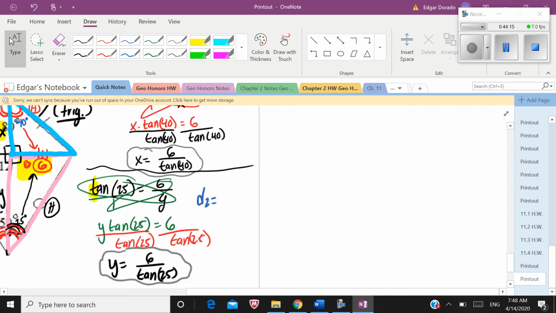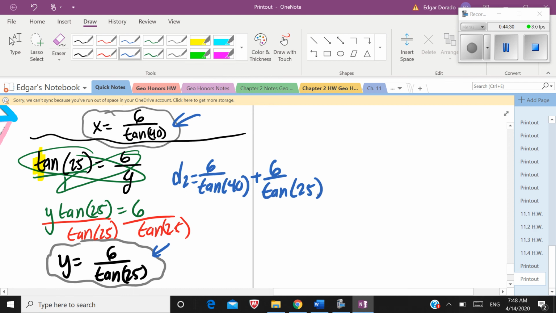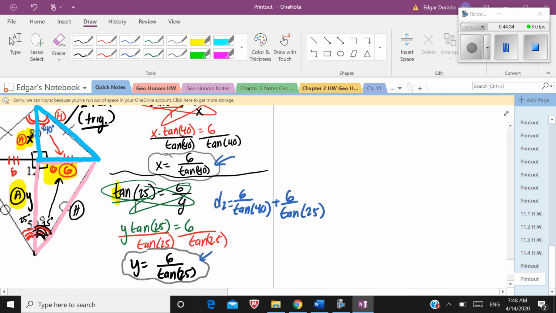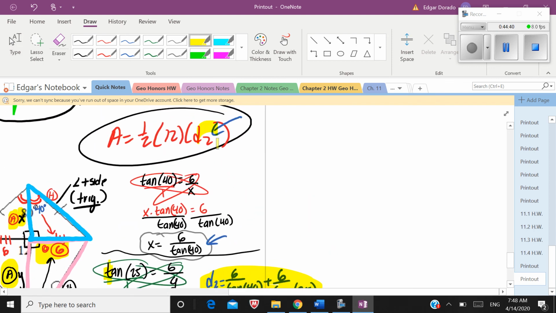So diagonal number 2 is those two put together. Those two added, x plus y: 6 over the tangent of 40 plus 6 over the tangent of 25. Now notice I didn't actually divide that out. I don't want you to round here. I do want you to eventually round at the end though. So here's diagonal number 2. I'm going to write that in here.